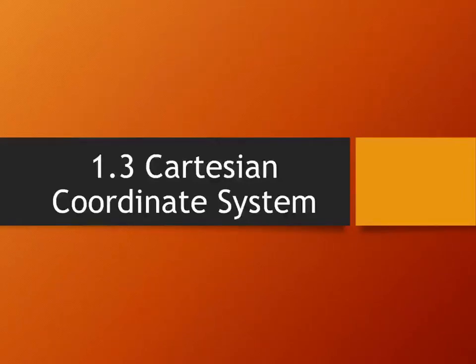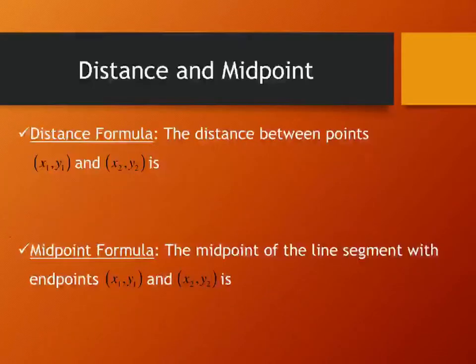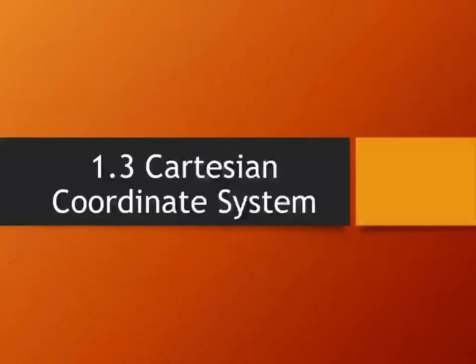1.3, Cartesian Coordinate System. Fancy words, kind of. Anyway, it means graphing, right? The Cartesian Coordinate System is our XY ordered plane that you have seen before. And actually, let me draw the picture right here, since I don't have space on the next slide.